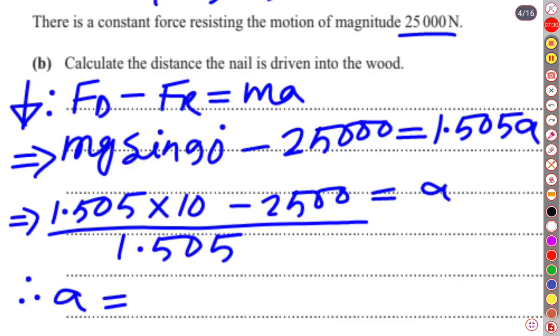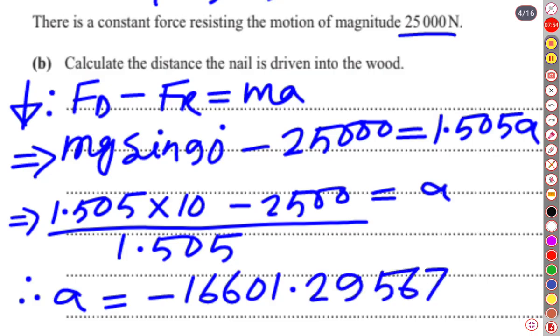Using our calculator, we get the acceleration is equal to negative 16601.29568 meter per second square. This is our acceleration. I have taken more digits than necessary so that we get a more accurate answer.